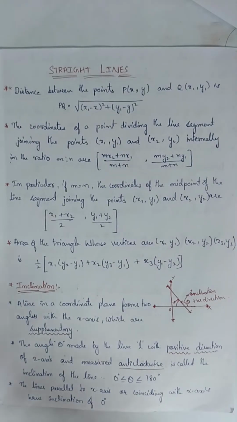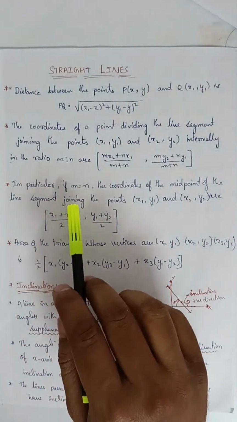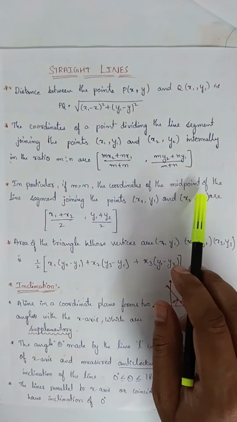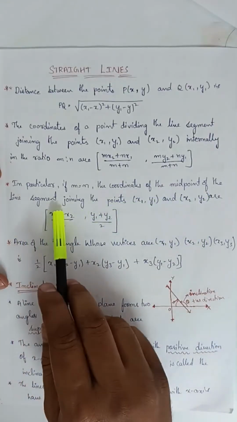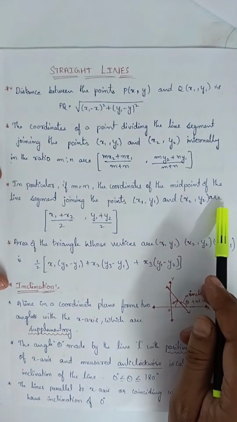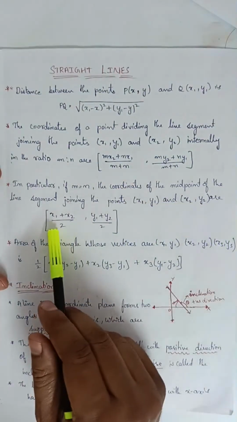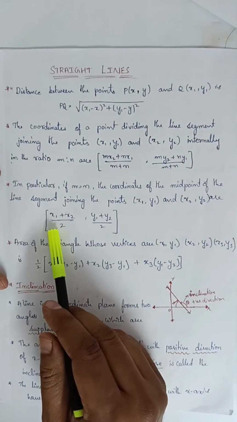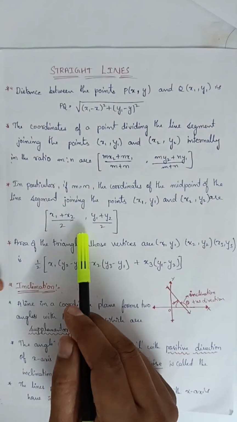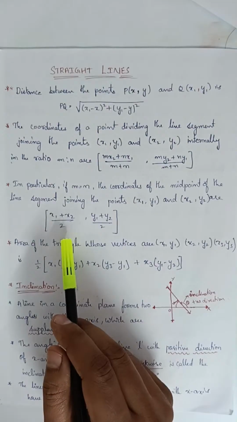Then the next formula, in particular if m is equal to n, the coordinates of the midpoint of the line segment joining the points (x1, y1) and (x2, y2) are x1 plus x2 by 2, comma y1 plus y2 by 2.